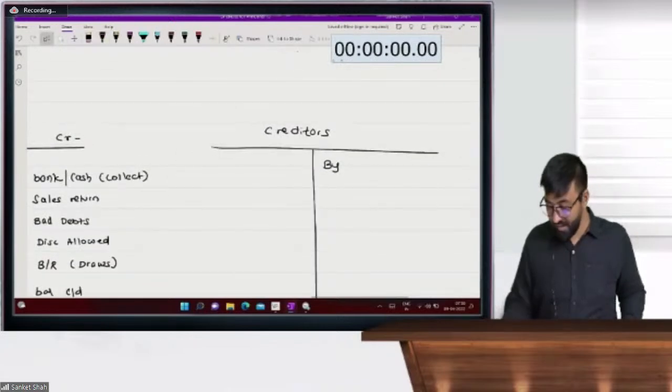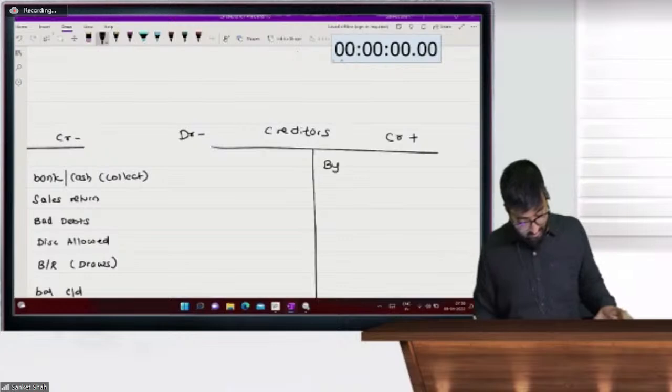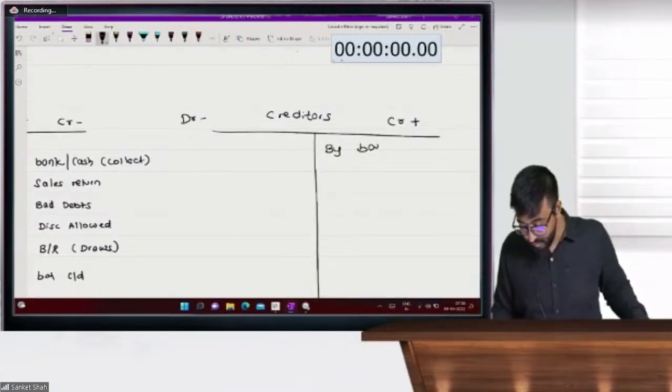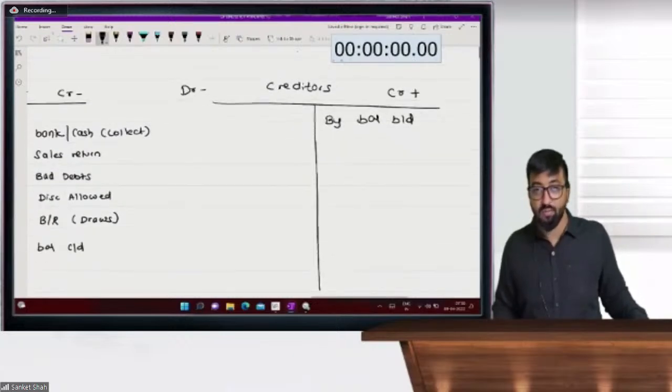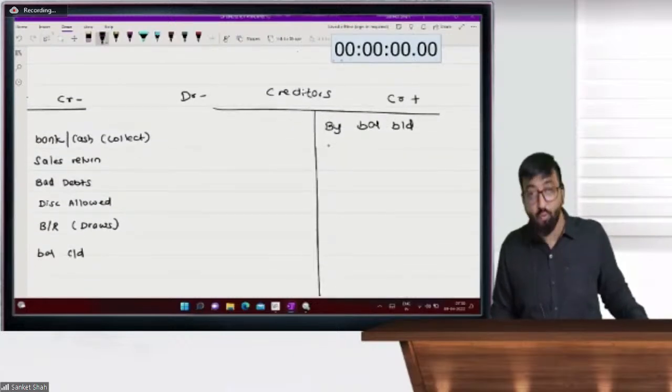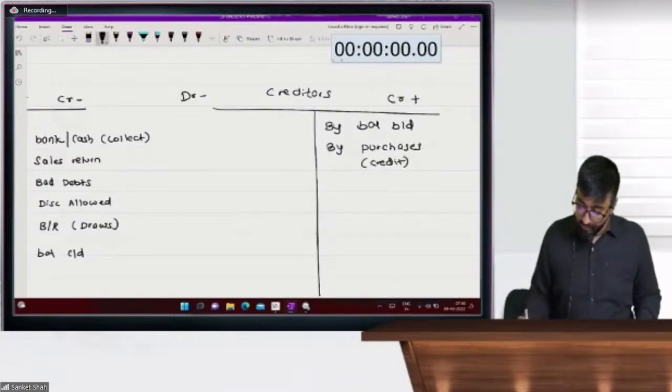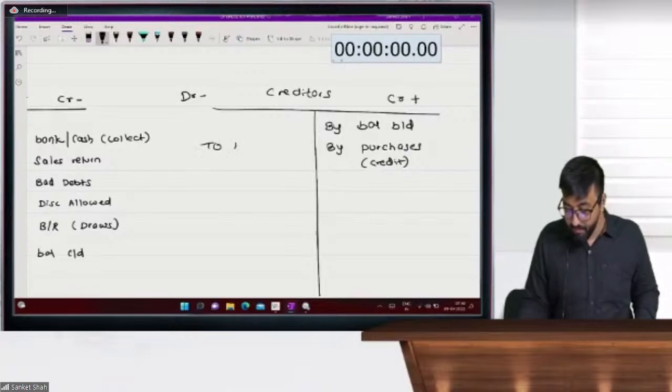Yes, credit plus, debit minus. Credit plus, debit minus. By balance brought down. Why is creditors increasing? Due to purchases. But which purchase? Credit purchase. Then beta, you paid them, to bank or cash payment.